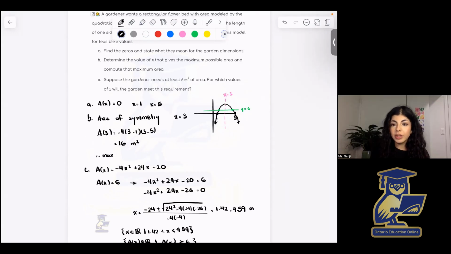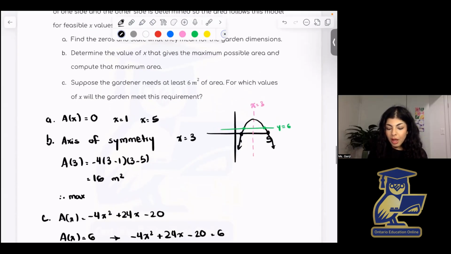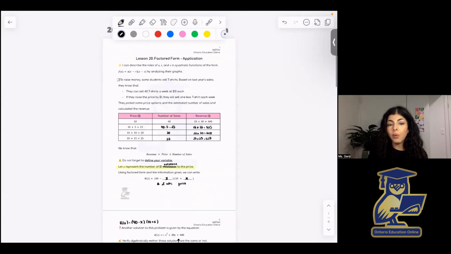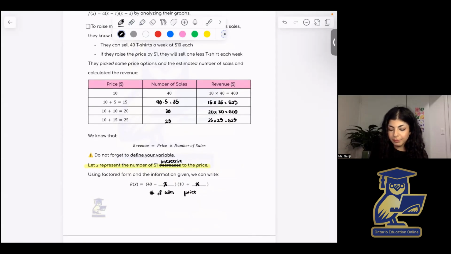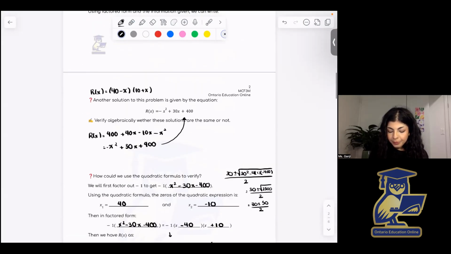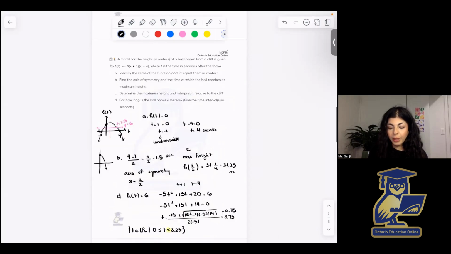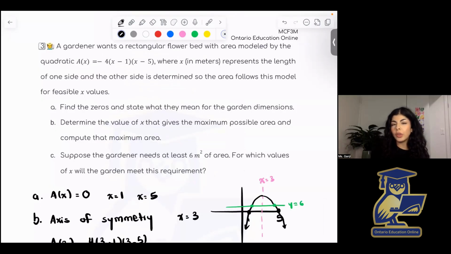x was rather the change in one of your variables. For example, in the first one, x was the number of $1 increases and also the number of sales that we were losing, which was correlated. Or for example, in this last question, where we have a restriction on one side length based on the other side length. So these scenarios give us factored form.